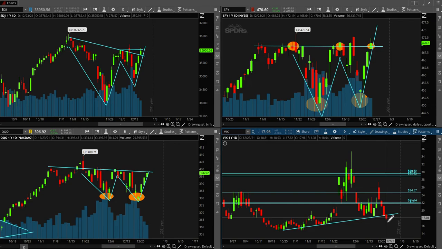We got three double bottoms on the Dow Jones Industrial, the S&P 500, and the QQQs, the Nasdaq. The VIX isn't showing a double bottom, but the VIX actually broke below the support trend line, which is pretty interesting. Honestly, I think the VIX could see lower lows, maybe around 15, 16.50.